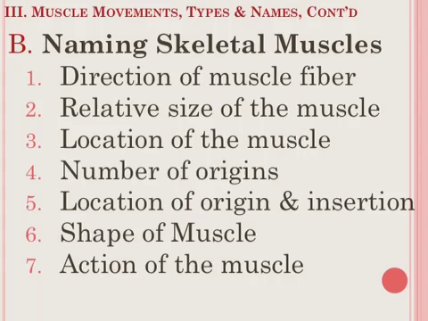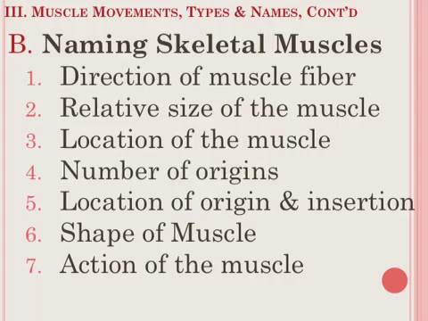Fifth is the location of the origin and the insertion point. So once again, that would be like your biceps brachii. Number 6 is the shape of the muscle, like your deltoid. Your deltoid is in a triangle shape, and delta means triangle. 7 is the action of the muscle. So depending on if it's flexing or extending or whatever it's doing, like your finger flexors, that's the action of the muscle.